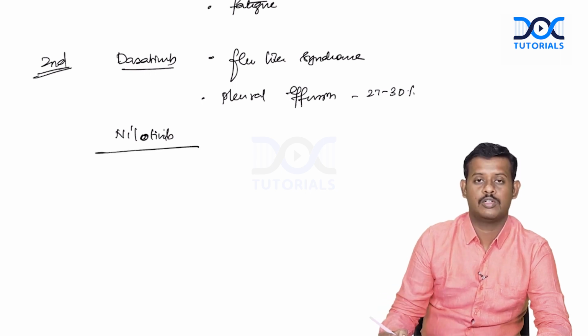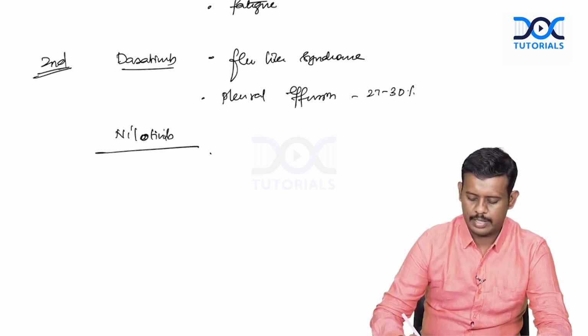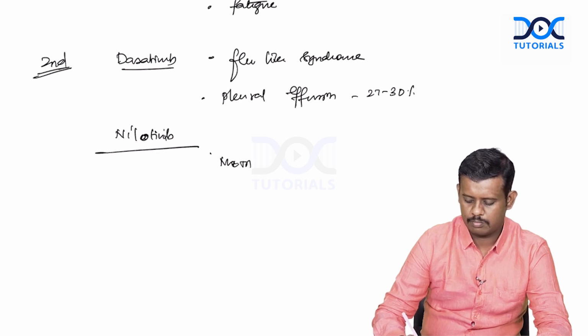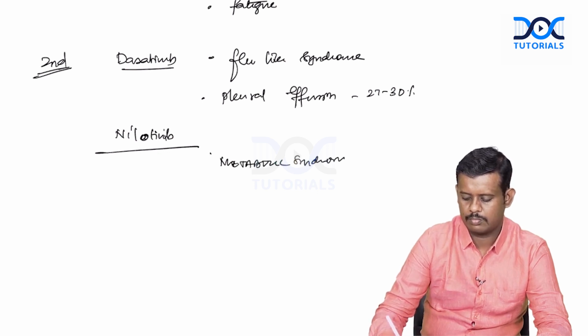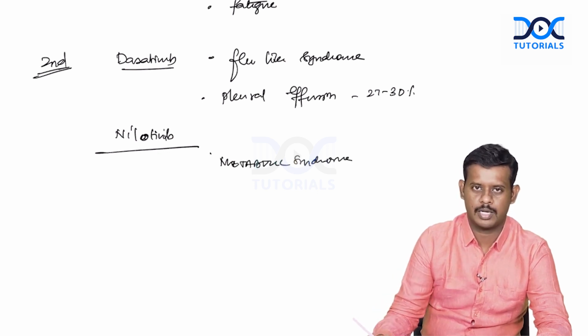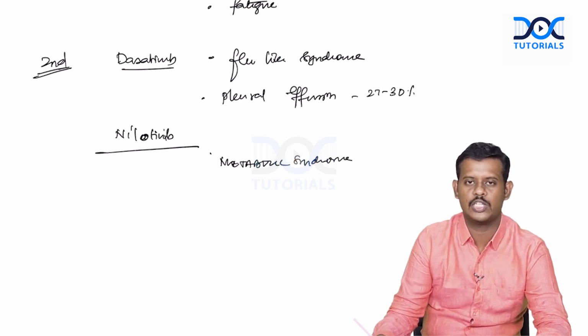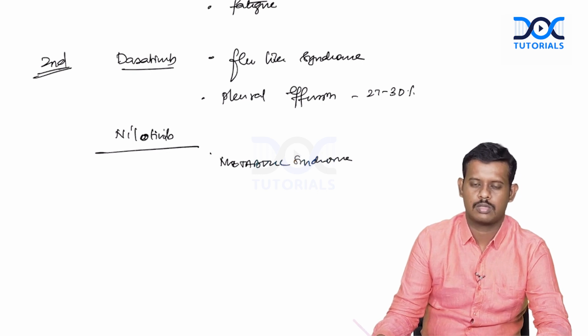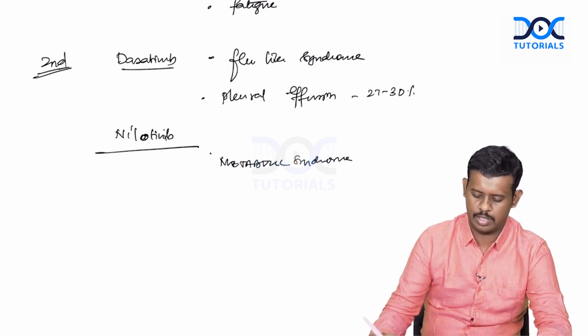The side effect profile of nilotinib is peculiar. It can cause metabolic syndrome. What are the metabolic syndromes? Hyperglycemia, hypercholesterolemia, hypertriglyceridemia, which can lead on to atherosclerosis. So this is commonly seen with nilotinib.